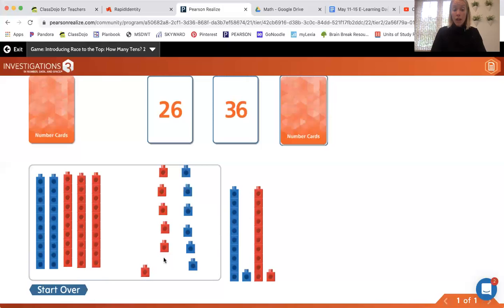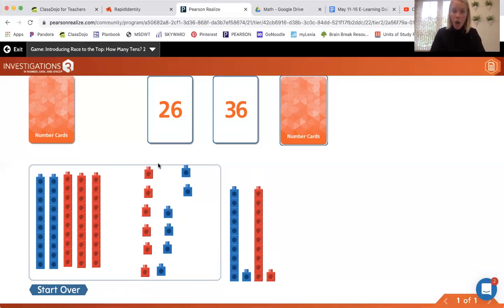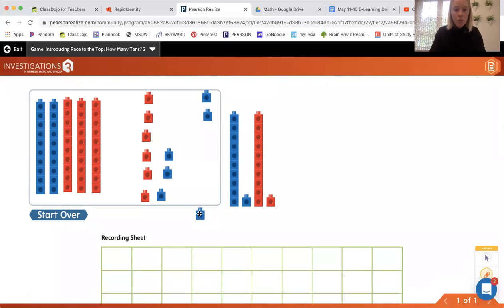Let's count these. 1, 2, 3, 4, 5, 6, 7, 8, 9, 10. What can I do with all of those now that I just made 10 out of these? What should I do with them? Yeah, I can trade them out. I'm going to trade them. So I'm going to move all of these guys. They make a group of 10. So I'm going to put them down here. 2, 3, 4, 5, 6, 7, 8, 9, 10, and I'm going to trade them.